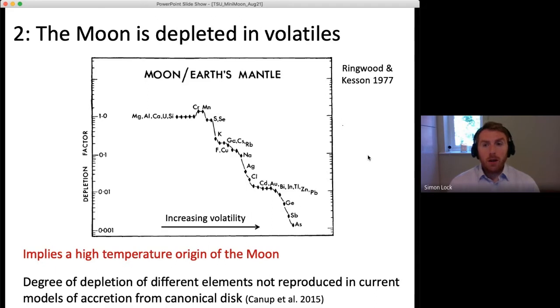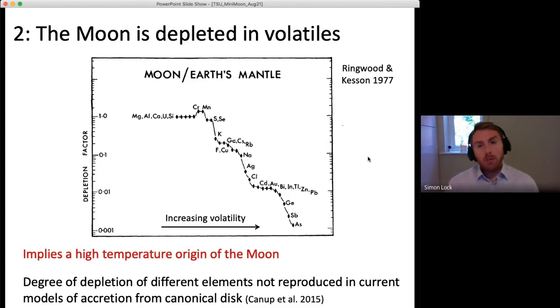And actually Ringwood and Kesson, without the greatest physical model to support it, made what we think is actually the right suggestion: that the Moon was formed as an incomplete condensate, which means that if you take a vapor, you only condense some fraction of that vapor and take that material to form the Moon, that would explain this depletion pattern. It's one of those things, nothing is new in science. So 40 years later, when we come to try and tackle the same problem, we find that's a very good solution, and just put a more realistic physical model on top of it.